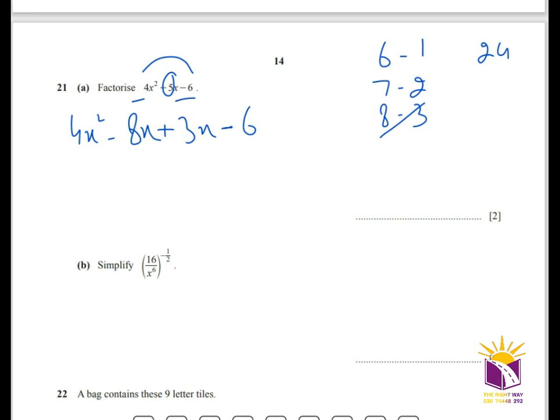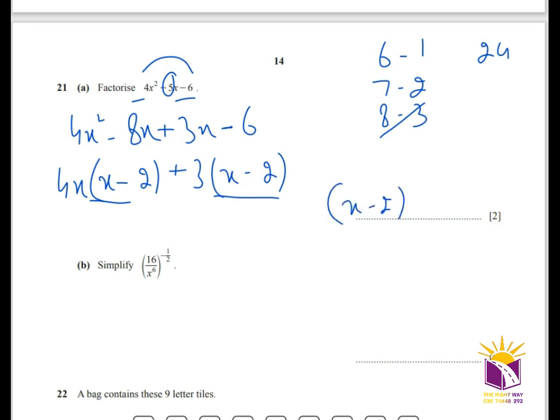Now taking common from the first two, 4x will be common and the remainder will be x minus 2. From the other two, 3 will be common and the remainder will be x minus 2. As x minus 2 and x minus 2 are equal, my factorization is correct. So the answer will be x minus 2 multiplied by 4x plus 3. x minus 2, 4x plus 3.